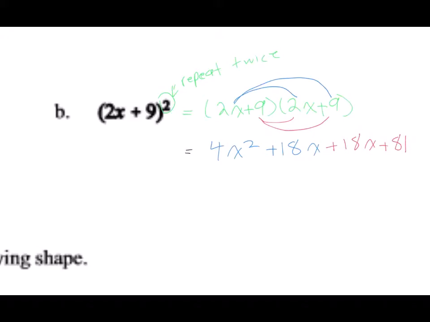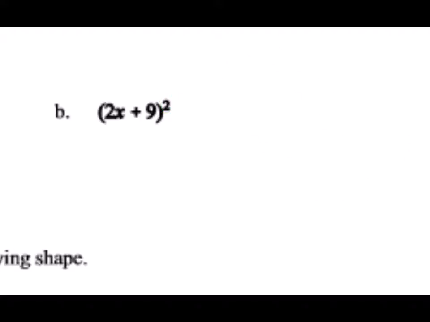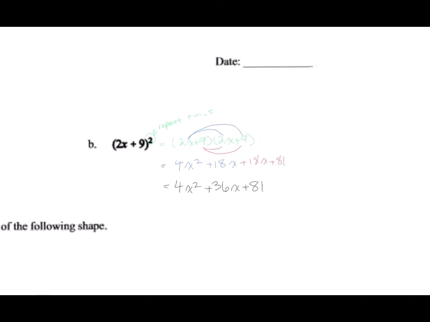And now let's collect the like terms. The only like terms are in the middle, so we're going to start with 4x squared, nothing to change, but we're going to end up with positive 36x plus 81. And we're done. Now, let's move on to the next problem.